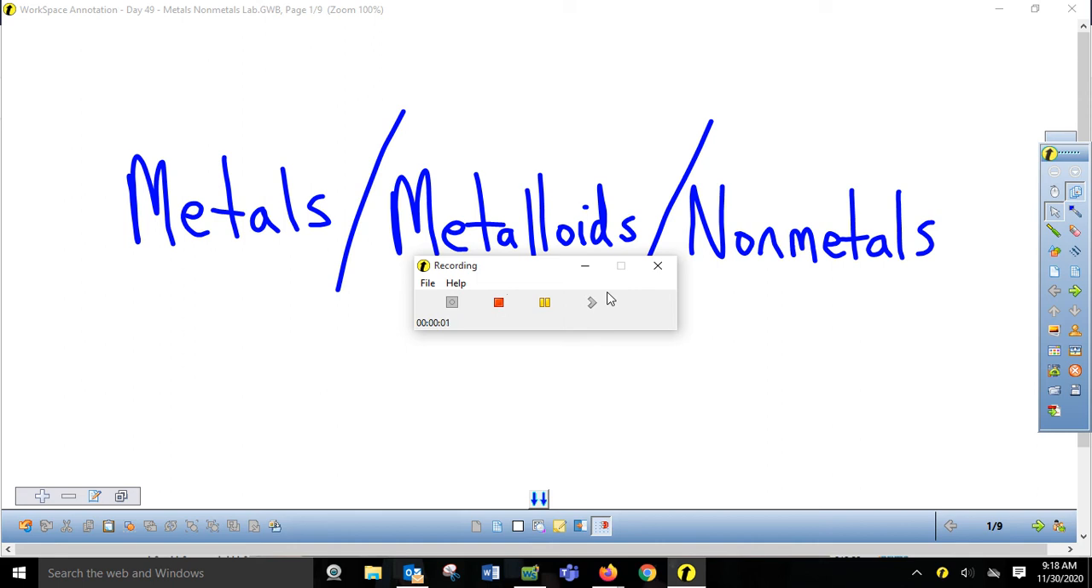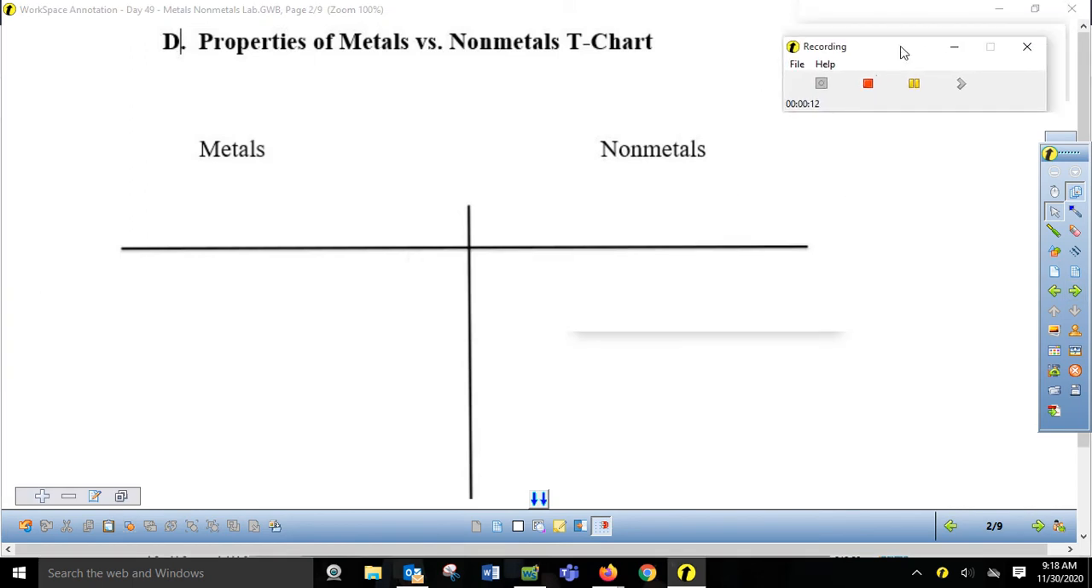Hello, this is Mr. Lehman, and today we're going to talk about properties of metals, metalloids, and nonmetals, and their location on the periodic table. Alright, so we're looking at page 4 in our notes today.